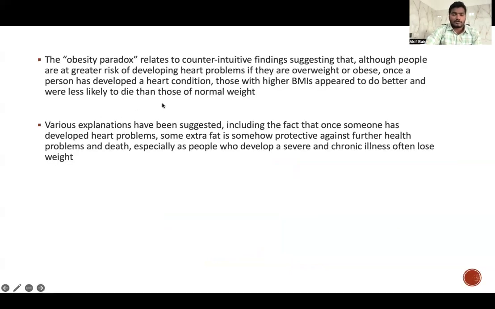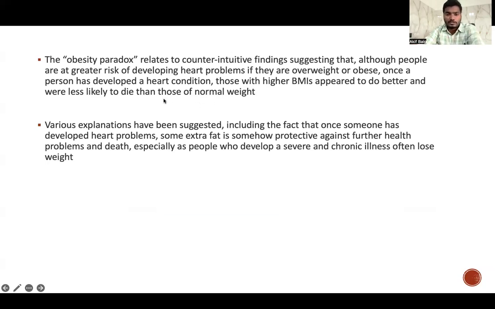So, the obesity paradox. As we all know, obesity itself is a risk factor for coronary artery disease or any heart condition. So obesity generally has a lot of association with heart disease, but it has been seen that once they develop a heart problem, overweight or obese patients were found to have better outcomes when compared to those patients who have normal weight.